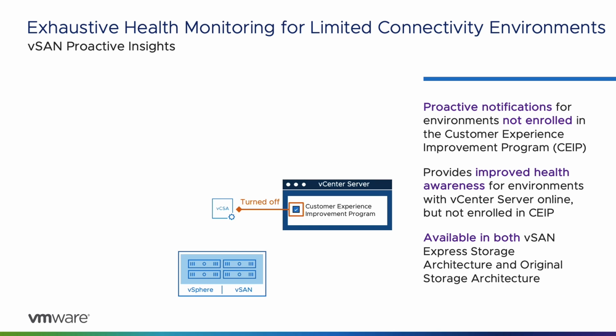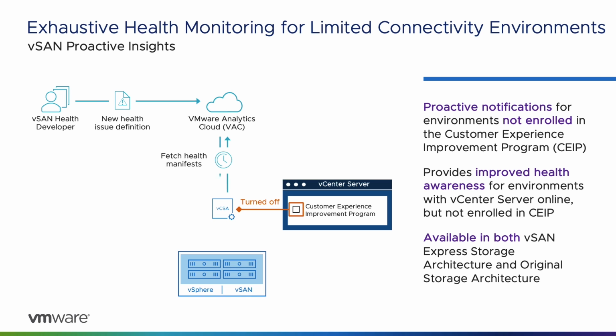Providing extensive health intelligence to a customer's vSAN environment is an important part of making vSAN robust and easy to use. In past versions of vSAN, customers who enrolled in the Customer Experience Improvement Program benefited from vSAN's cloud-connected health checks for early detection of issues. VMware recognized, however, that not all environments are able to enroll in CEIP. The vSAN Proactive Insights capability now allows customers who have a vCenter server connected to the internet but not enrolled in CEIP to receive the latest and greatest cloud-connected health checks.